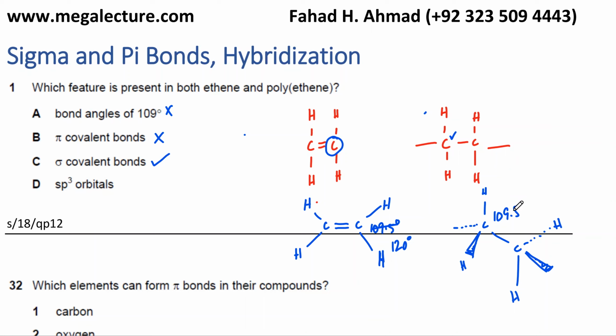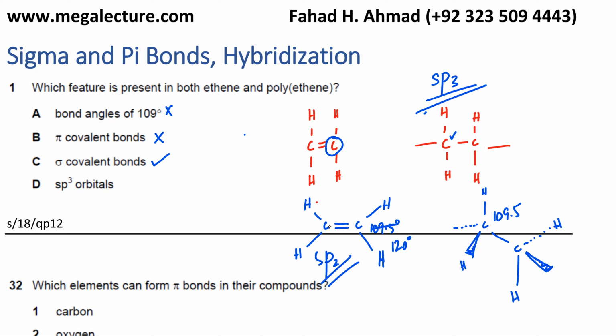sp3 hybridization. sp3 hybridization is when carbon is tetrahedral, bonded to 4 atoms. So over here, the carbon is sp3 hybridized. When carbon is bonded to just 3 atoms and it's fan shaped, that means it is sp2 hybridized.